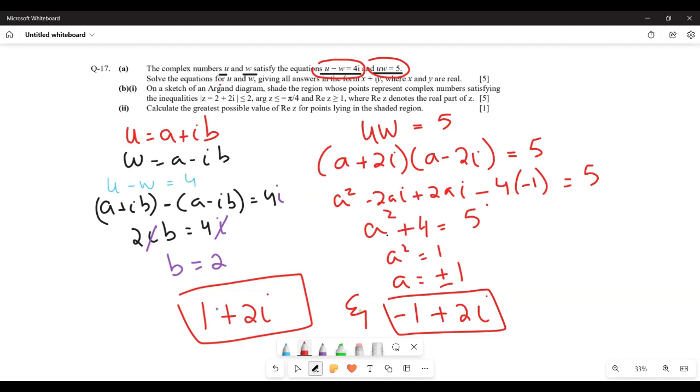All right, now let's move on to part b. On a sketch of an Argand diagram, shade the region whose points represent complex numbers satisfying this inequality: modulus of z minus (2 minus 2 iota) is less than or equal to 2. So that is a circle whose center is what? Who can tell me? What's the center of this circle? And then what's the radius of this circle?